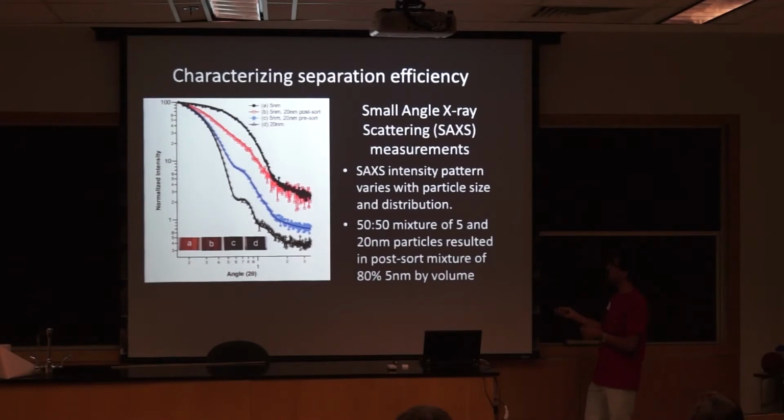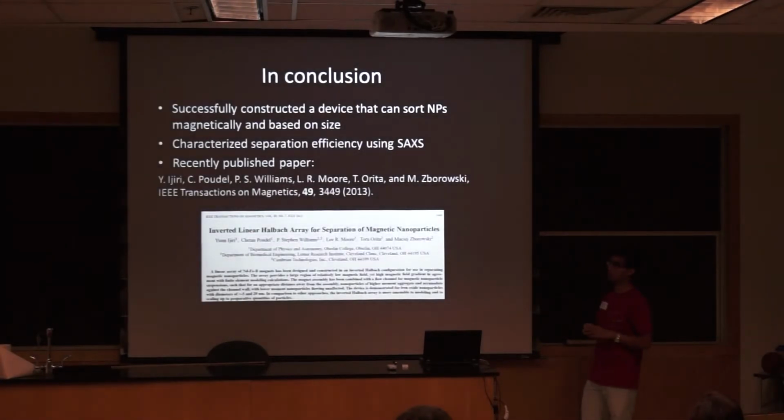So in conclusion, we have successfully constructed this device that can sort nanometer particles magnetically and also based on their size. We've characterized separation efficiency using our small angle X-ray scattering technique. And we recently published a paper based on our findings, which just came out in July.